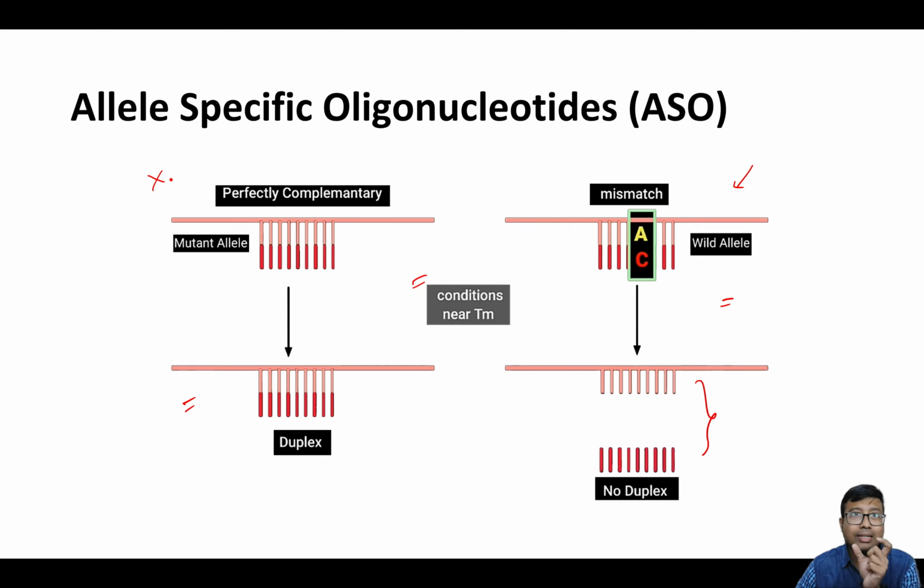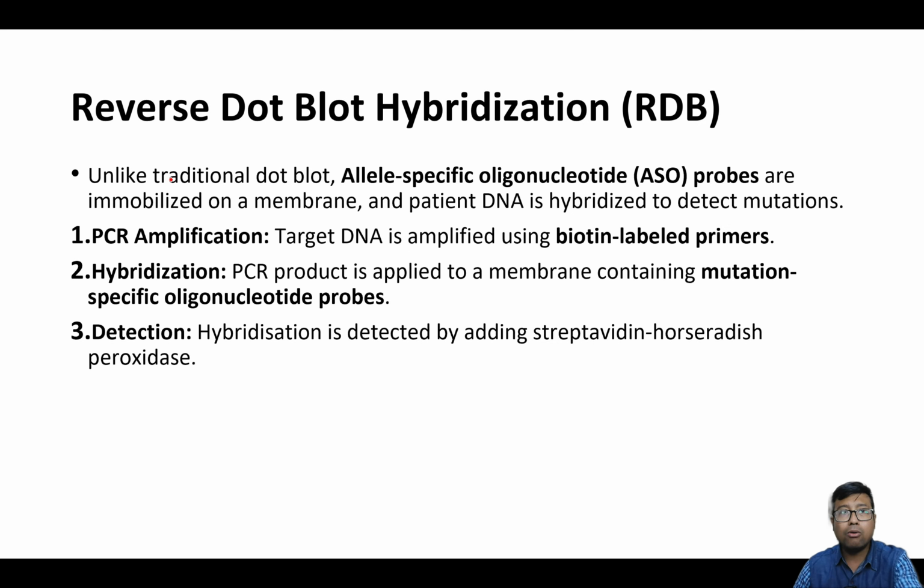So we are first designing this allele specific oligonucleotide. Now let us understand reverse dot blot hybridization. First of all, we need to understand what is dot blot, and then how it is reverse. You can see the first line we are starting with a negative word, unlike. So unlike traditional dot blot, allele specific oligonucleotide probes are immobilized on a membrane and patient DNA is hybridized to detect the mutation. Again, over here I urge you to pause this video. After you have understood the whole thing, you can rewind and come back to the slide, read it through and then prepare your own notes. Let us go forward and see the diagram.